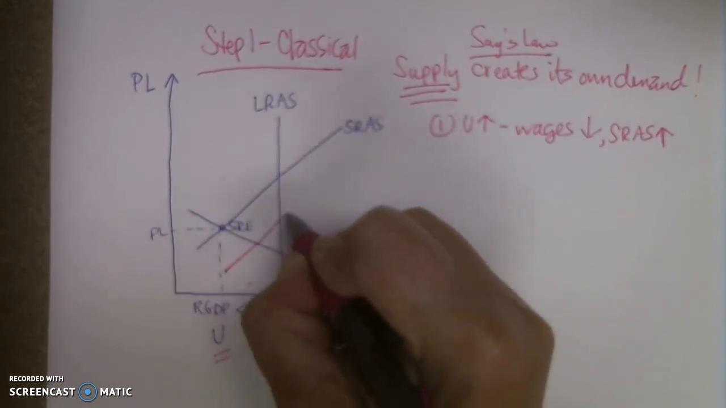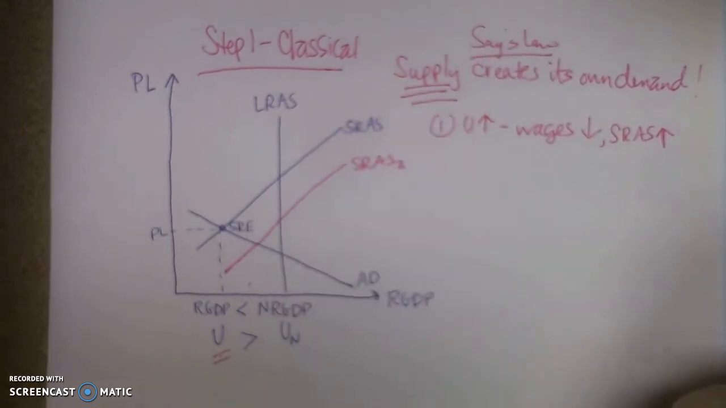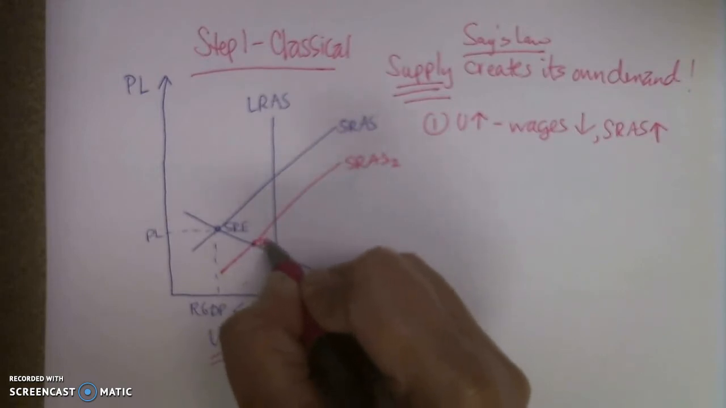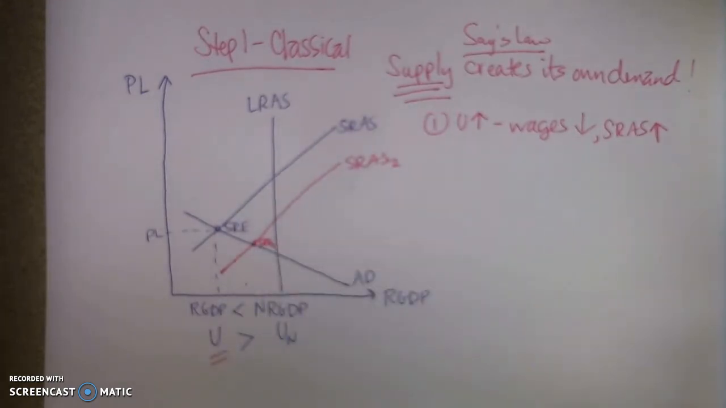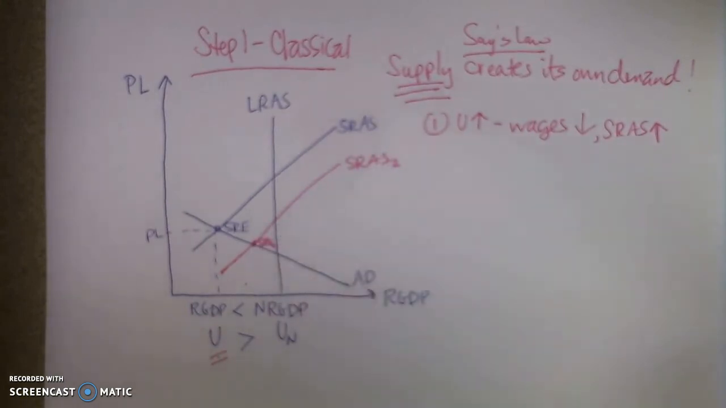And I'm just going to draw it in pink. All right. So we're not all the way there. So here's where we move to our short run equilibrium 2, right? We didn't make it all the way to long run equilibrium. We're getting closer, but it's not quite there.